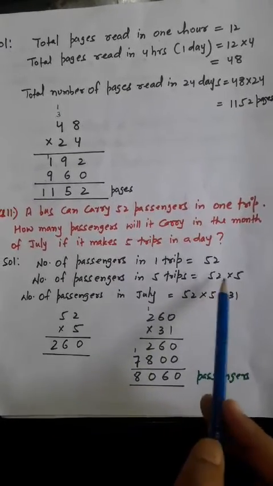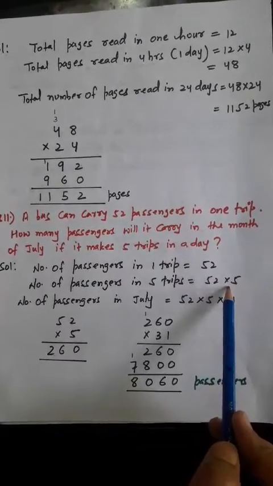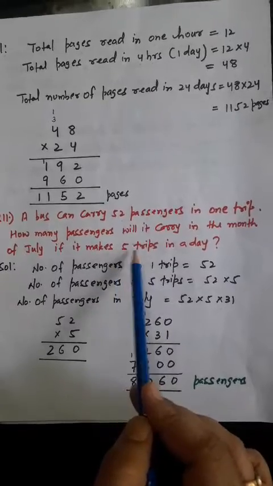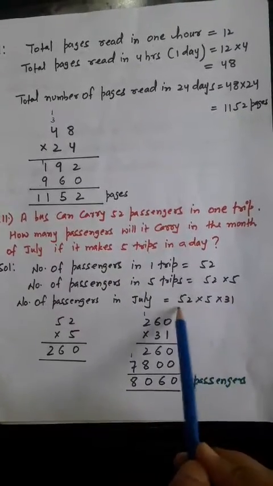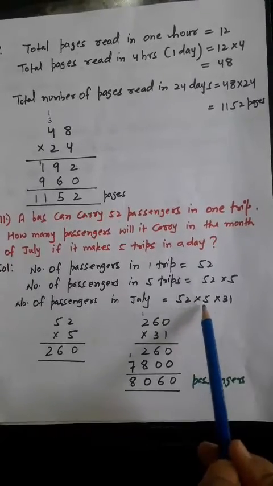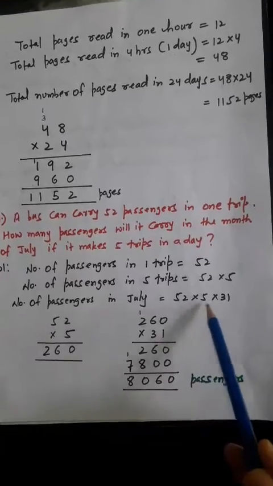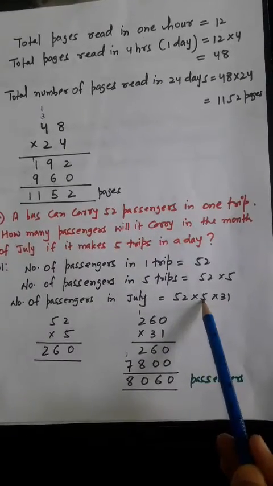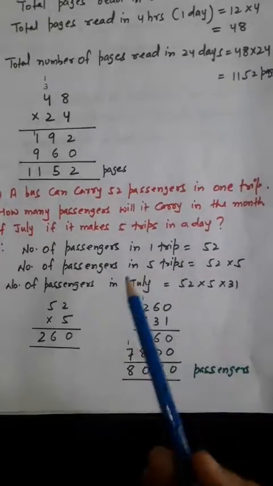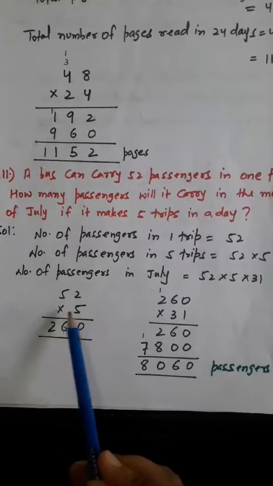This is one day. वन डे में वो इतने पैसेंजर्स कैरी करता है. ओके, एक ट्रिप में करता है 52, तो फुल डे में एक दिन में 5 ट्रिप्स लगती हैं, तो 52 मल्टीप्लाइड बाई 5 ये वन डे में उसके पैसेंजर्स जो कैरी करता है. वी विल मल्टीप्लाई दिस नंबर विथ 31. ओके, पहले हम इन दोनों नंबर्स को मल्टीप्लाई करेंगे जो इनका प्रोडक्ट आएगा, फिर हम उसको 31 से मल्टीप्लाई करेंगे. Now we have multiplied 52 by 5.